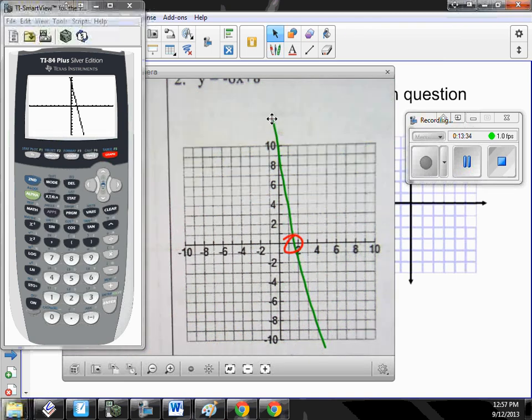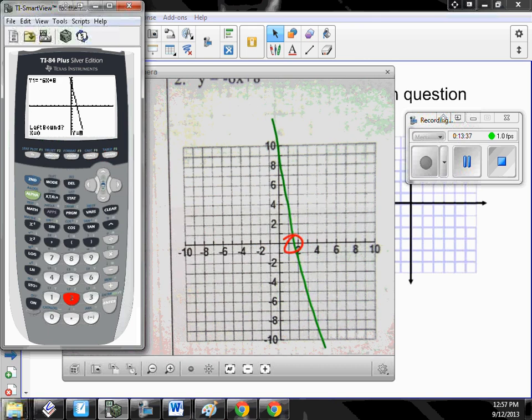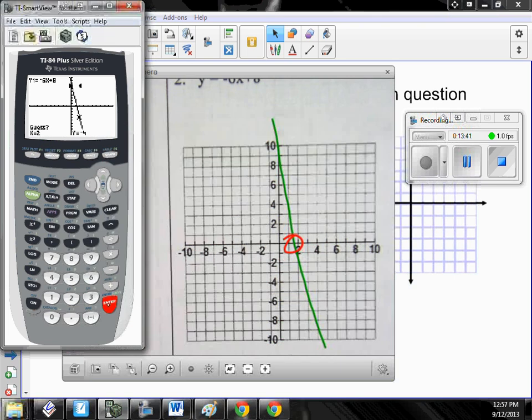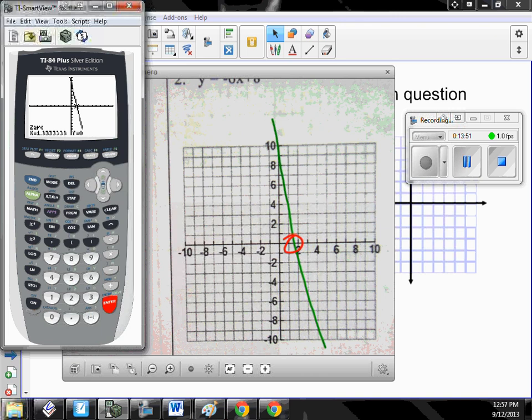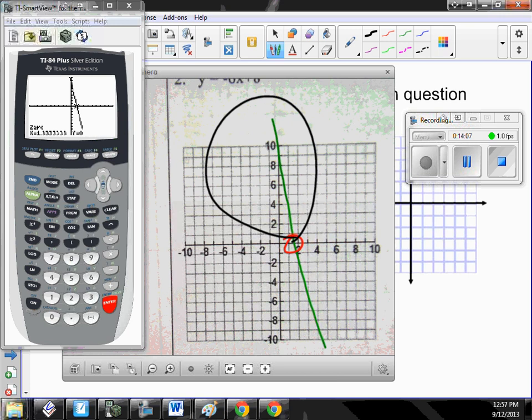So we're going to use second calc, go down to 0, left bound 0, right bound 2, and my guess will be 1. And that answer is 1.33. So we know at 1.3 repeating, the graph switches from positive to negative. So what would the interval of all of the positive values be? So when is this positive?